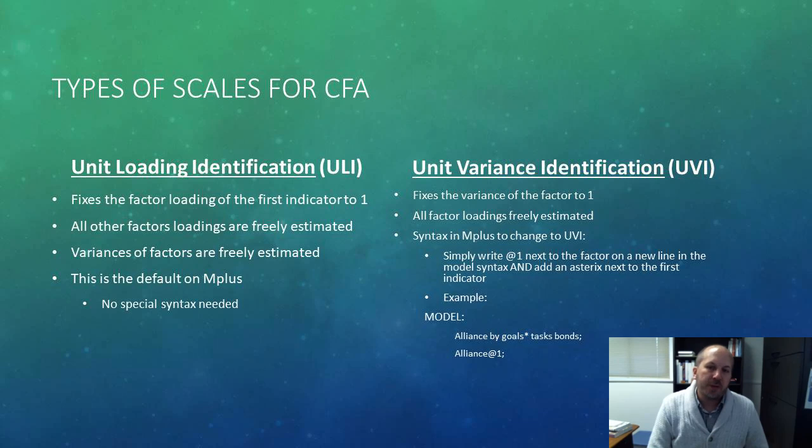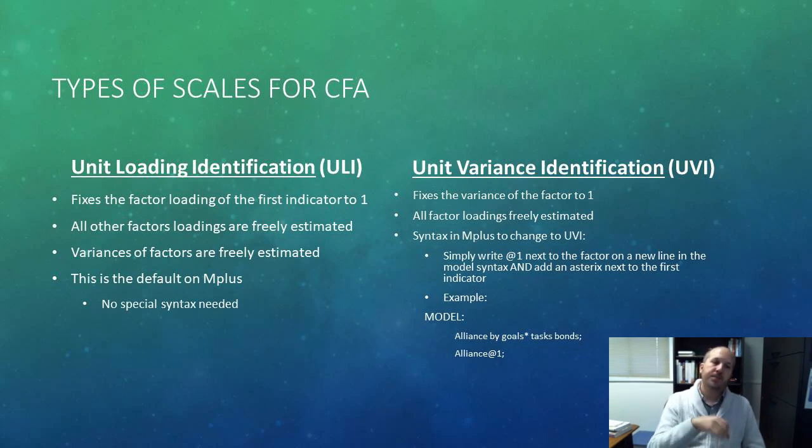So if you remember, one of the things that needs to happen in order for a CFA to be identified is that you have to set a scale for the latent variable. Well, now we're going to talk about that. There are 2 ways to create scales. You can have a unit loading identification, or ULI, or a unit variance identification, which is UVI. The difference between these is where they set the scale. ULI scaling fixes the factor loading of the first indicator to 1, whereas unit variance identification fixes the variance of the factor to 1.